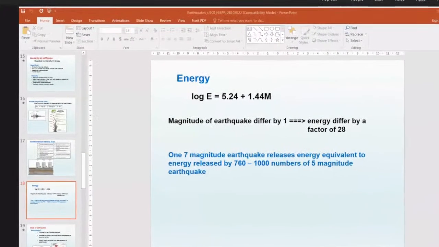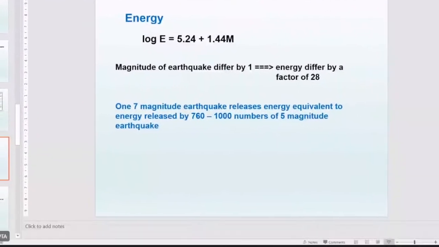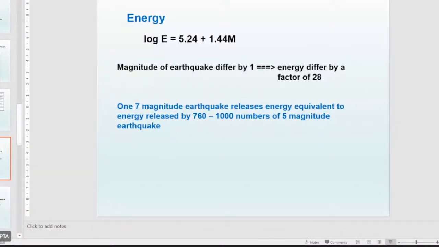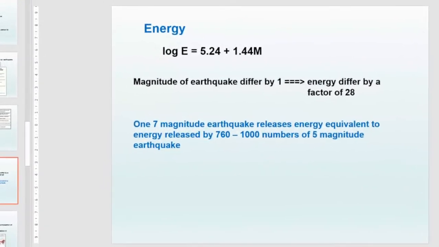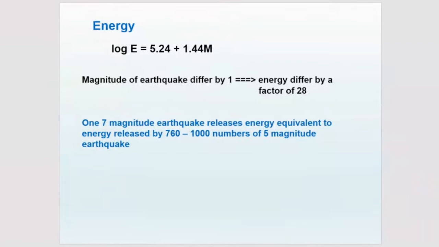Suppose there is an earthquake of magnitude 5, which produces energy amount X. But if the earthquake is of magnitude 6, the energy release will be 28 times X, so 28X. This is how the energy is calculated. And a rule of thumb is that one magnitude 7 earthquake can release energy equivalent to 750 or 760 to 1,000 magnitude 5 earthquakes. So this is what the energy is.